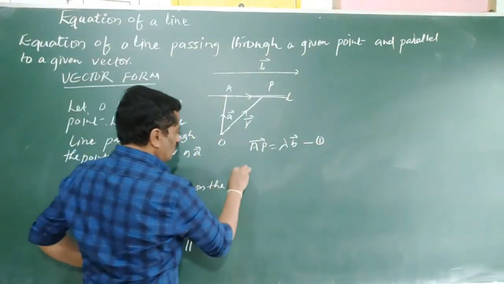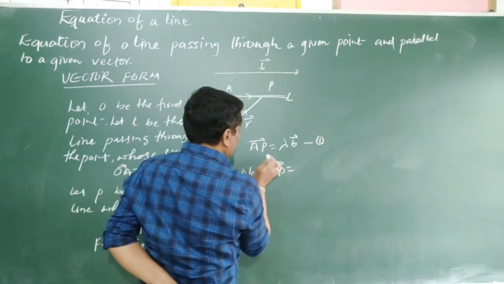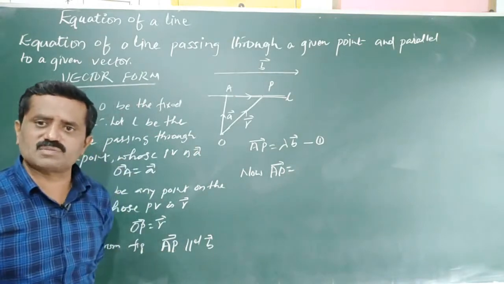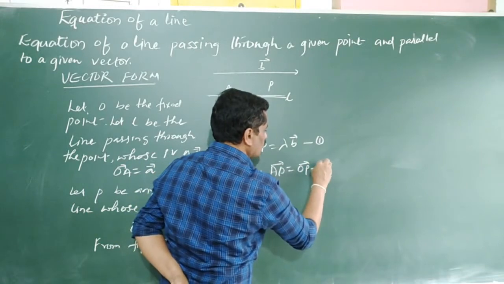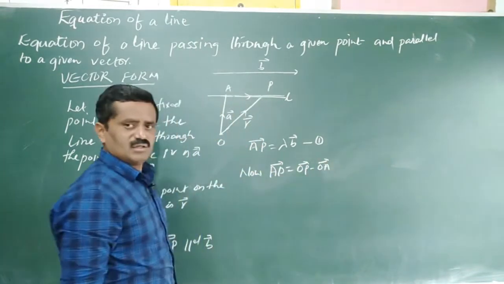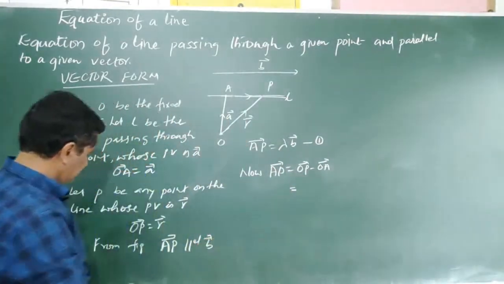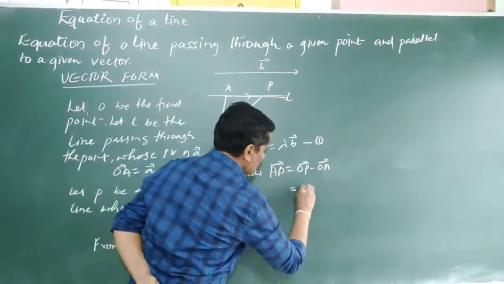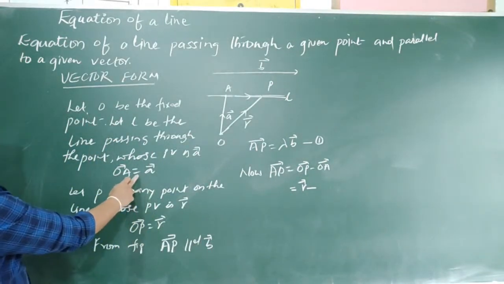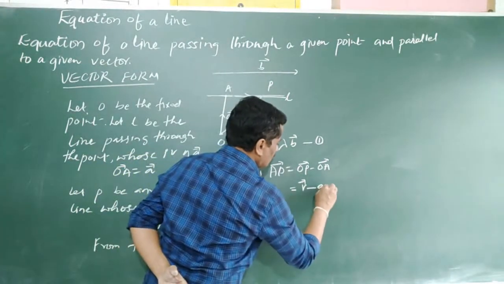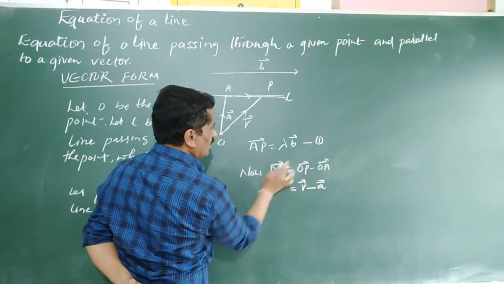Now express this AP bar in terms of its position vectors. Therefore AP bar is equal to OP bar minus OA bar. That is equal to, what is OP bar? We have R bar, so that is R bar minus, what is OA bar? Here we have OA bar, so that is A bar. Okay, now substituting AP bar in equation 1.